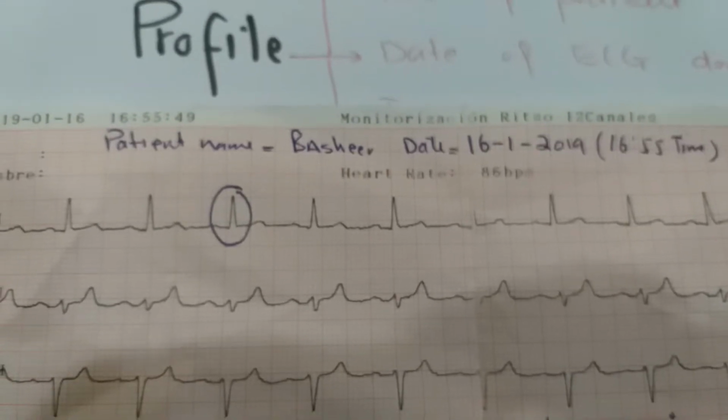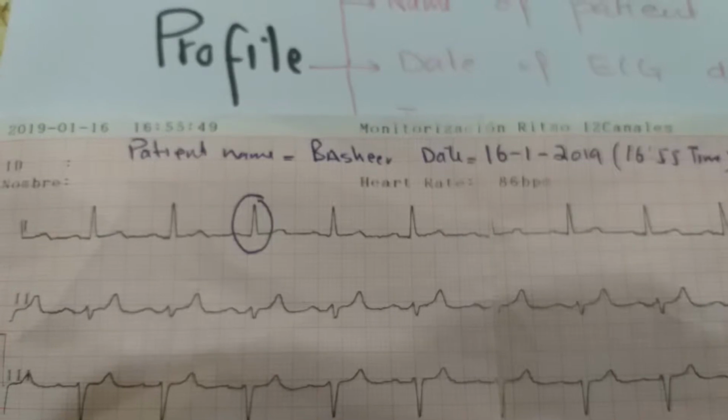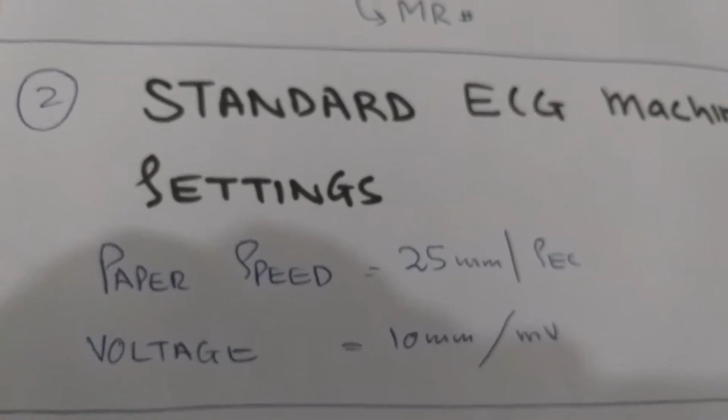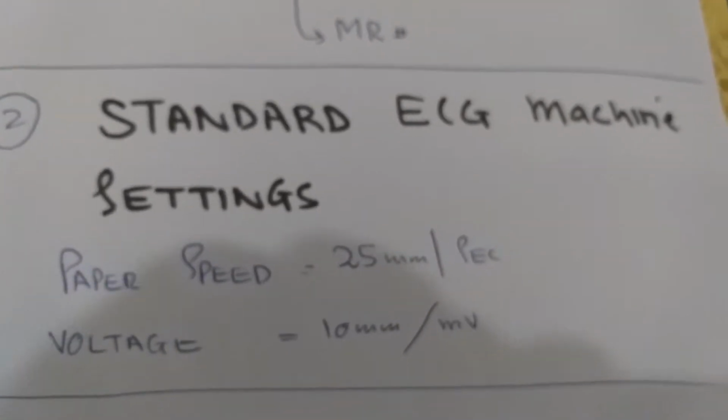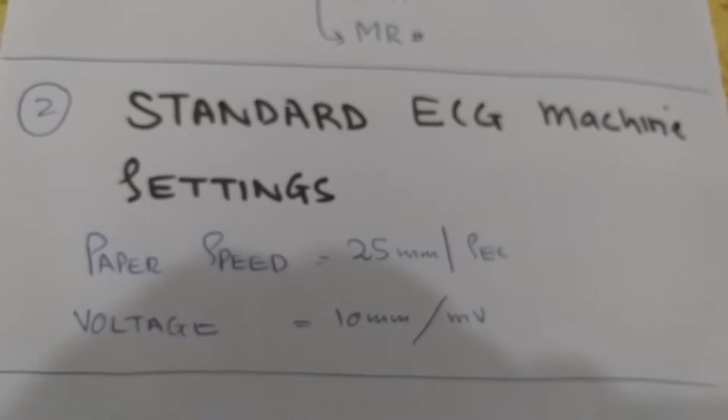So in any ECG interpretation, one very important factor is to go for the patient profile. After the profile, the next thing we should look at on the ECG paper is the standard ECG machine settings.